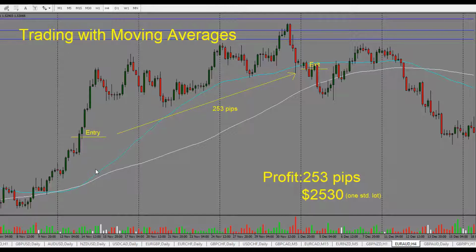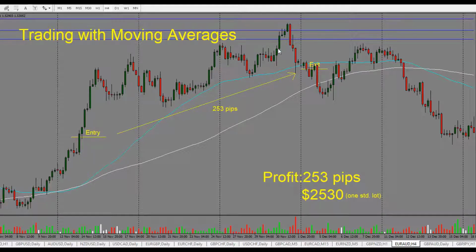So in this case here, we see that our entry is over here. This is because we have to wait for our moving averages to cross over. So when moving averages cross over, price would have already moved. So this is the candle that we would see. So we wait for a bit of a pullback and then enter the trade long. And as we see that the moving averages are expanding, we stay with our trade.